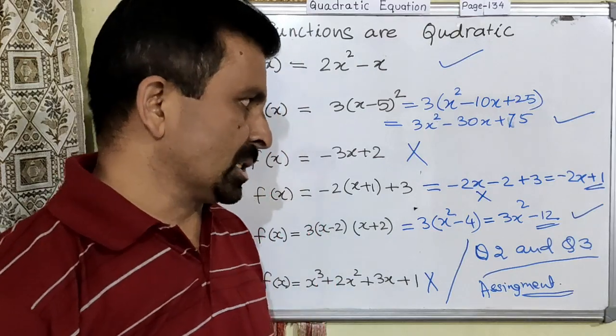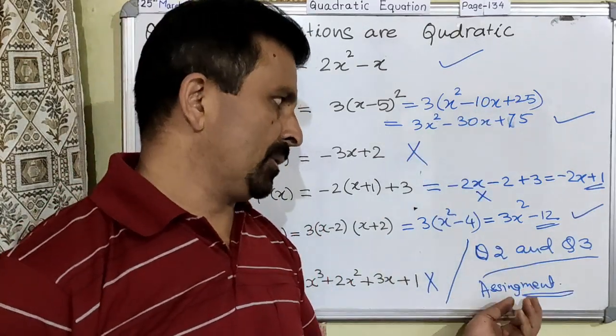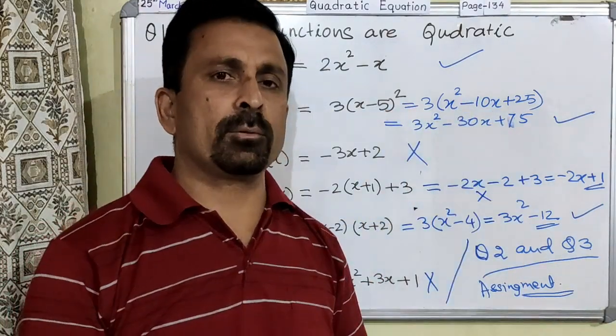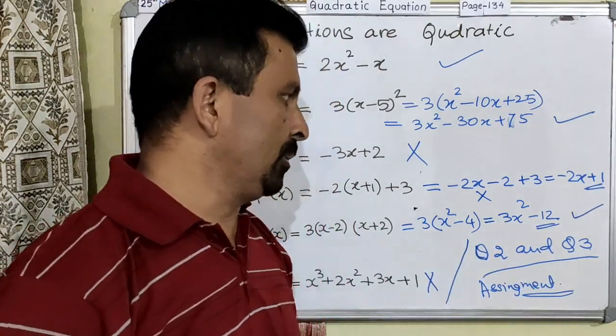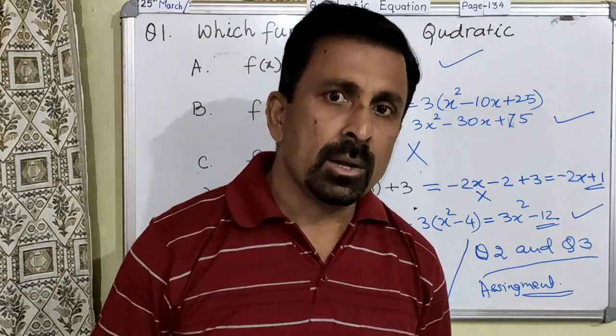So if the question asks you to do it by making a value table, you can do it by making a value table. Or if the question asks you to do it graphically, then first of all you will have to make the value table, and from the value table then you will plot the graph, and that's how you will be able to prove which functions are equivalent and which functions are not equivalent.